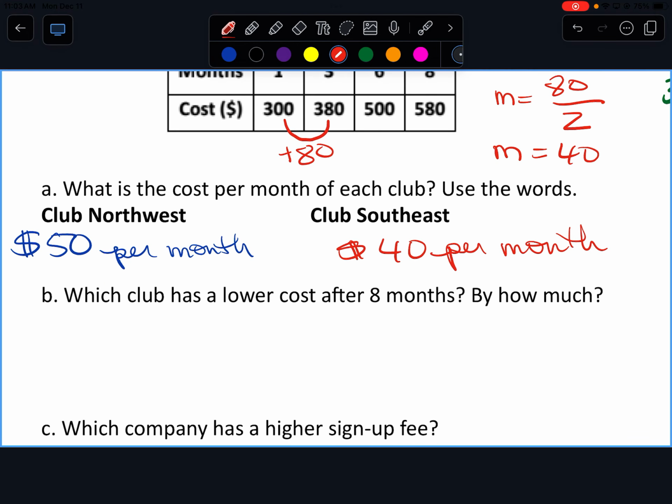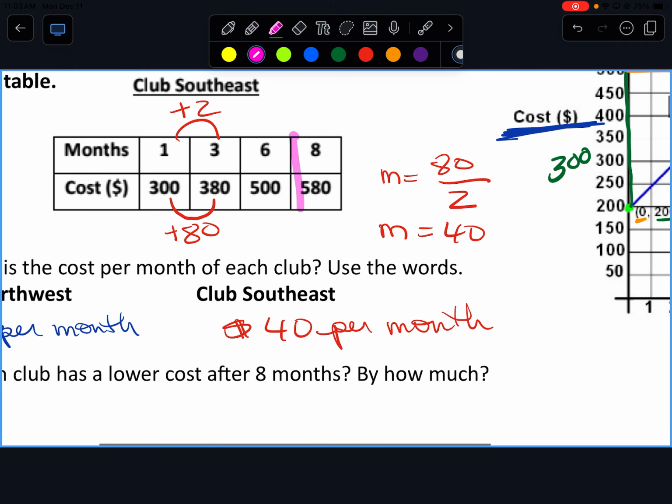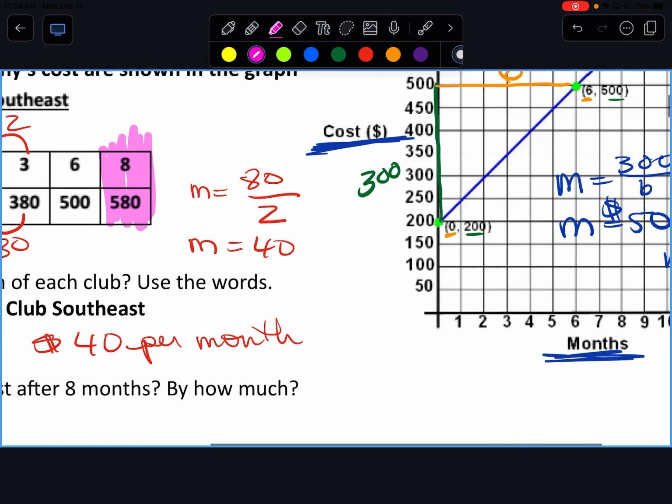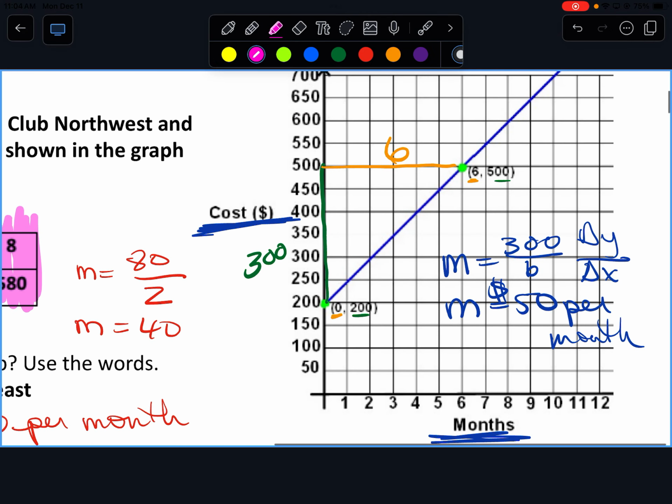Which club has a lower cost at 8 months? Now the nice thing about this one is this already gives you what it is at 8 months. Does this one right here? This is 8 months right here. So it already gives you 8, 600.